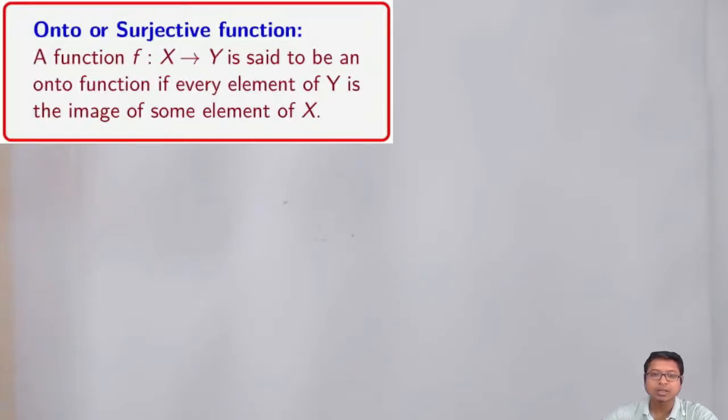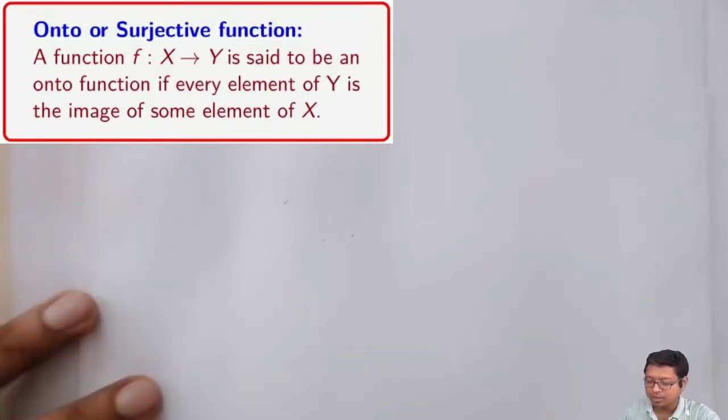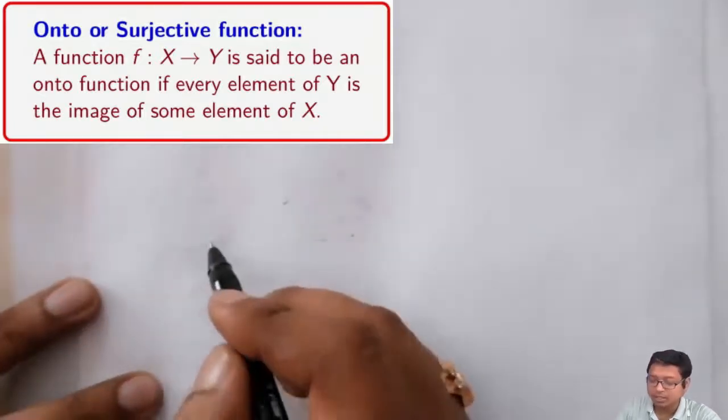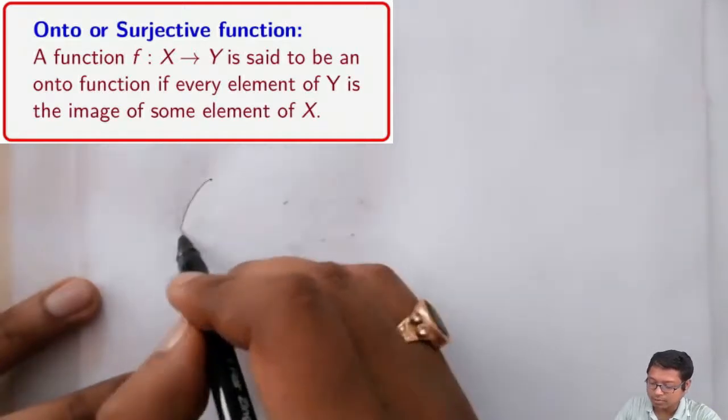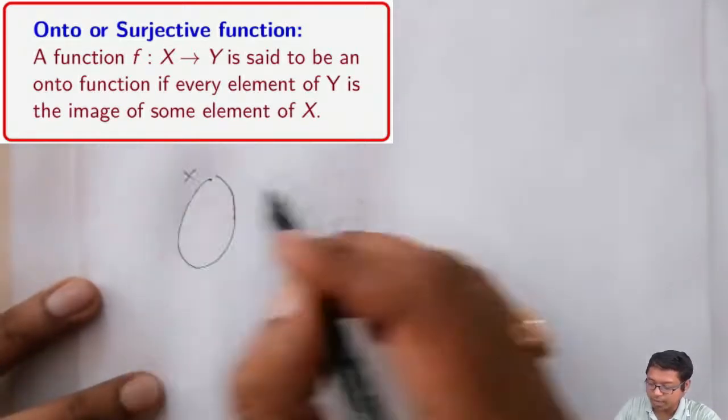Okay, let me talk about onto function now. This onto function can also be said to be as surjective function, and this is the definition that you can see. A function f that is going from x to y is said to be an onto function if every element of y is the image of some element of x. And let us try to understand this concept by taking help of the Venn diagram. Suppose I have a function and that is going from x to y.